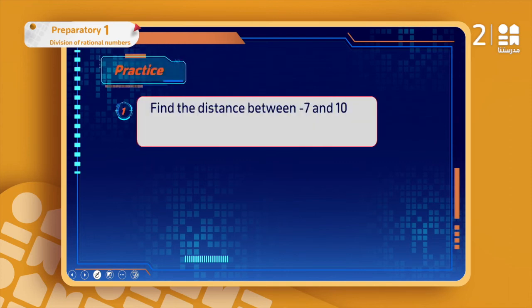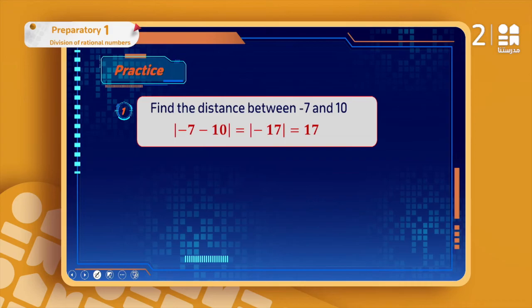Practice. Find the distance between negative 7 and 10. So immediately we need to use the absolute value. The absolute value of negative 7 minus 10. So here we have the same sign, negative 7, negative 10. Same, add. So put the same sign and add them. 7 and 10 is 17. So the absolute value of negative 17 is 17.